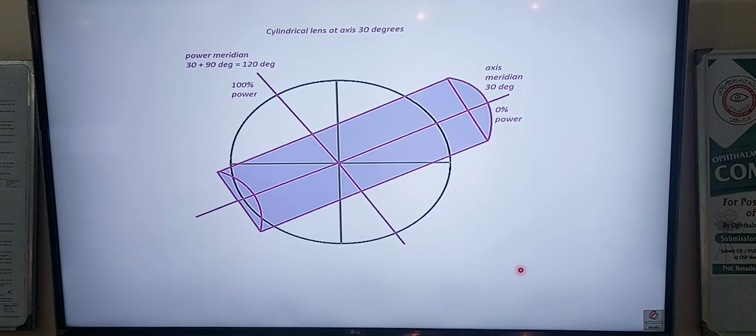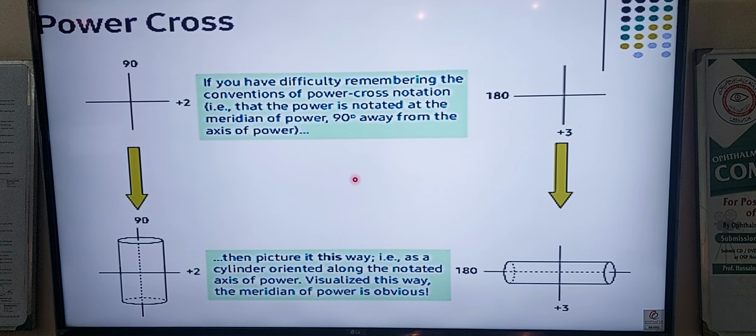Here is how it is presented on a power cross. This is +2 dioptric cylinder at axis 90 degree presented on power cross and this is +3 dioptric cylinder at axis 180 degree presented on power cross. If you have difficulty remembering the conventions of power cross notation, then picture this way, that is cylinder oriented along the notated axis of power. Then you will visualize it this way, then meridian of power is at 90 degree to it. It will be obvious.